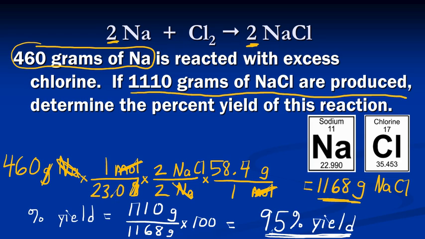So hopefully after doing these examples, you can see that determining the percent yield of a reaction is actually fairly simple. We just have to know the actual yield and the theoretical yield. And in some of our more difficult cases like this one, we may have to use stoichiometry to determine the theoretical yield.